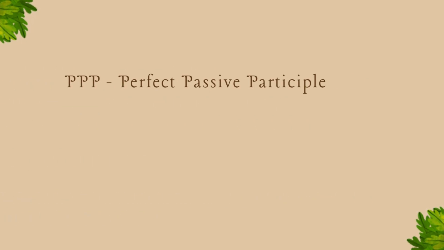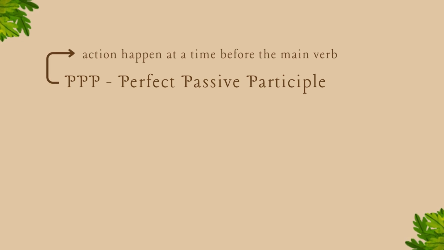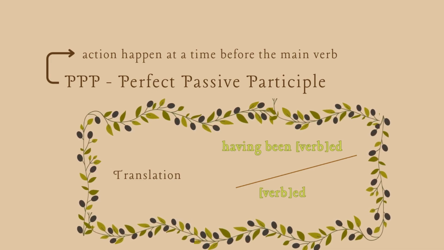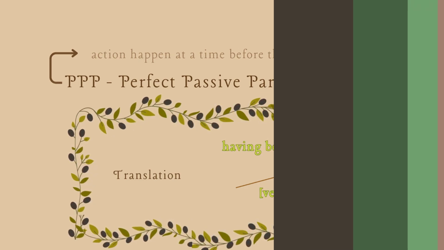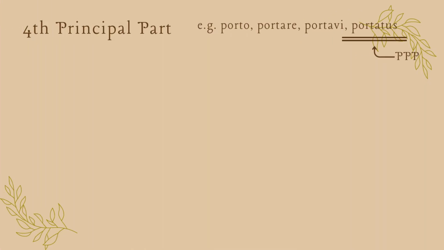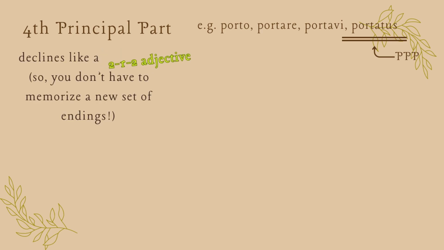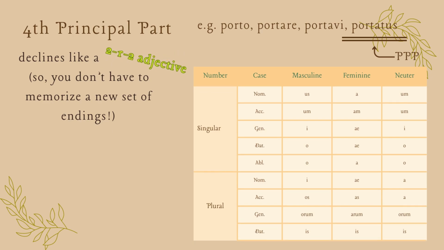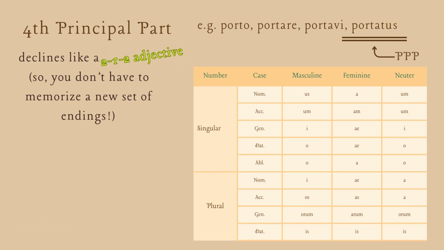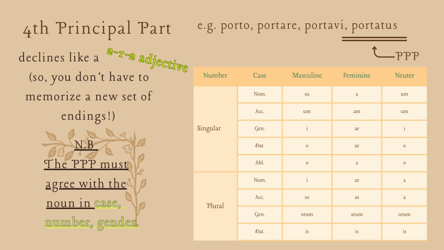Another form participles can appear in is the perfect passive participle, aka the PPP. A PPP conveys a passive action which happened at a time before that of the main verb. It can be translated as having been verbed or simply verbed. There's no way to form the PPP because the PPP will be listed as the fourth principal part. The only way to know it is to look it up in a dictionary. But the good news is, as the PPP is part adjective, it declines like a 2-1-2 adjective.